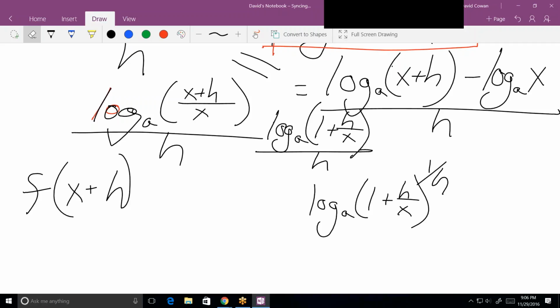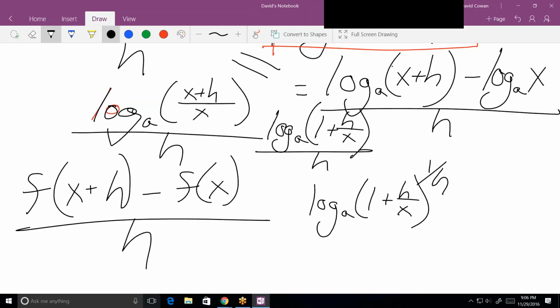Always minus. But this whole thing of f of x plus h minus f of x, that's the numerator of the definition. In fact, there's an h in the bottom, and the exact definition of derivative is I'm going to take the limit of this as h goes to 0. That is the definition of first derivative.